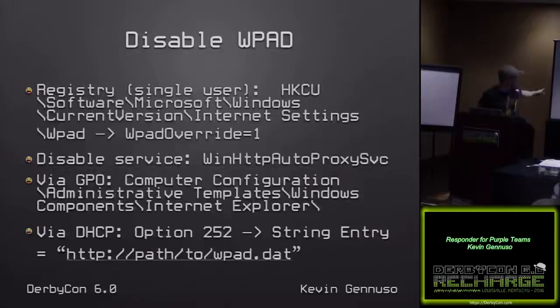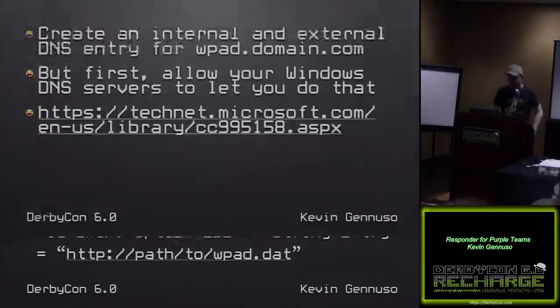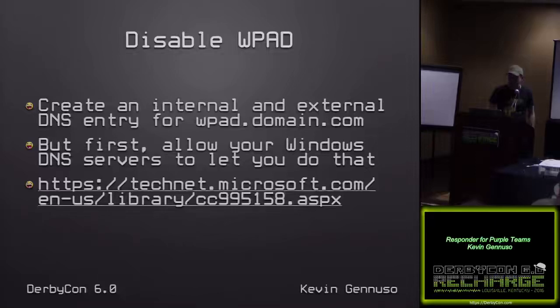WPAD, same thing. And you can do weird things with DHCP in the Windows world too, where you can actually configure a false WPAD file via DHCP. Don't know why you'd do that. And then to actually serve up a fake name or a fake server for WPAD for your DNS servers, you actually have to follow this instruction from Microsoft, because they actually don't allow you to configure a WPAD server for security reasons. I don't know.